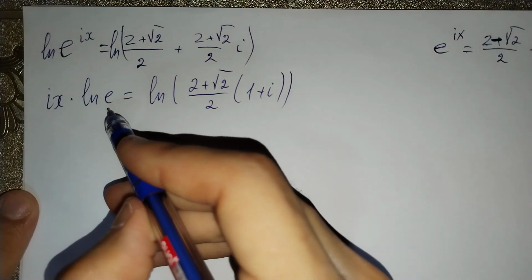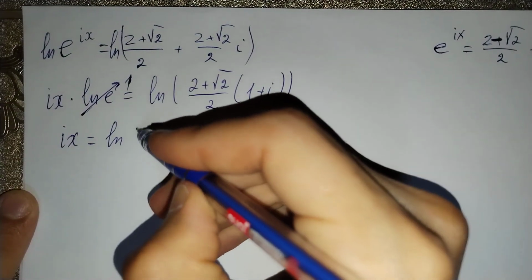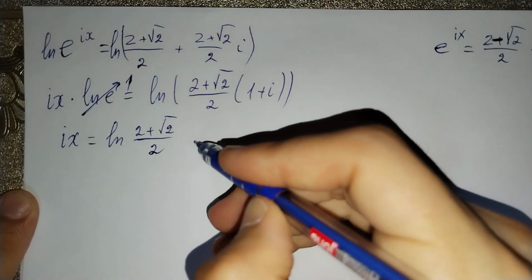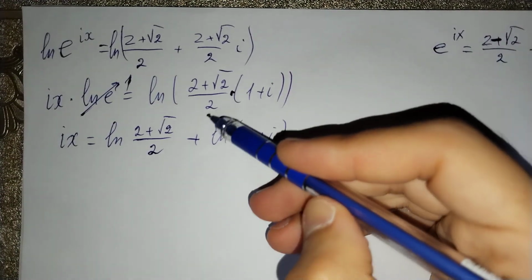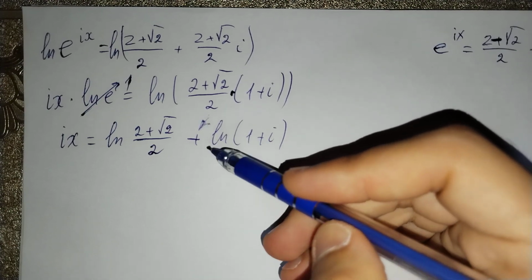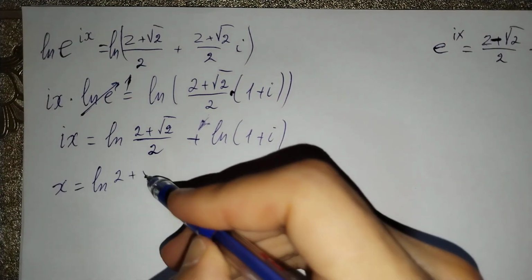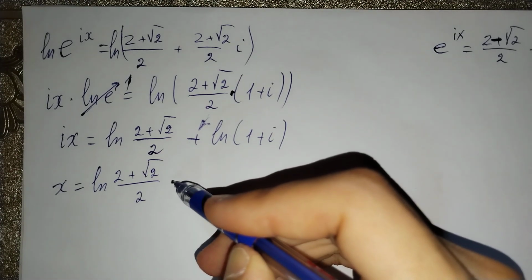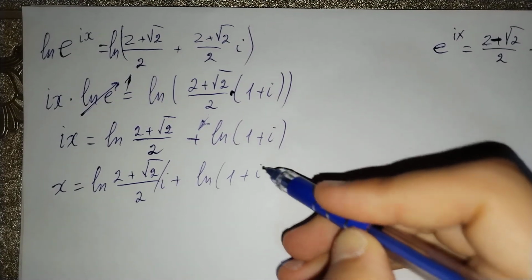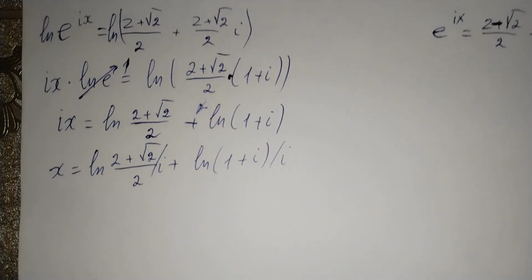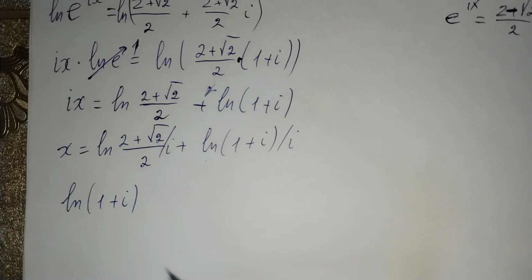And we know that ln e is equal to 1, then i times x equals ln of (2 plus square root of 2) over 2 plus ln of (1 plus i). At here, for the product, we should add the two ln. And x equals ln of (2 plus square root of 2) over 2, divided by i, plus ln of (1 plus i) over i. I guess it's okay. Now we should find ln of (1 plus i). How should we find this?